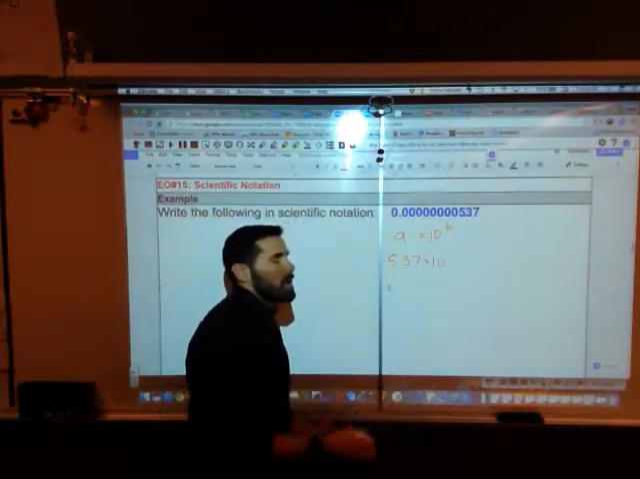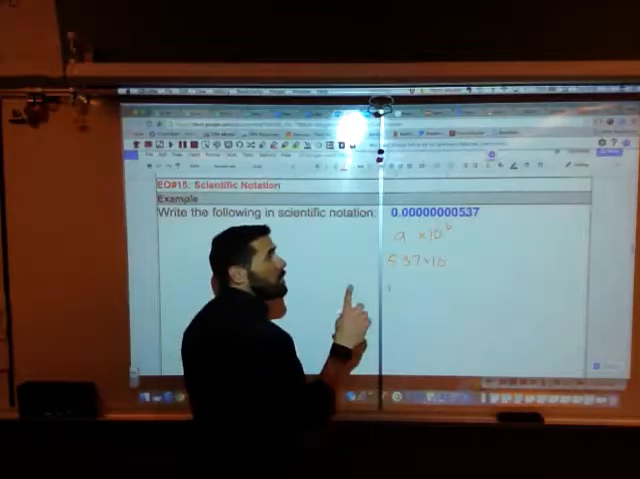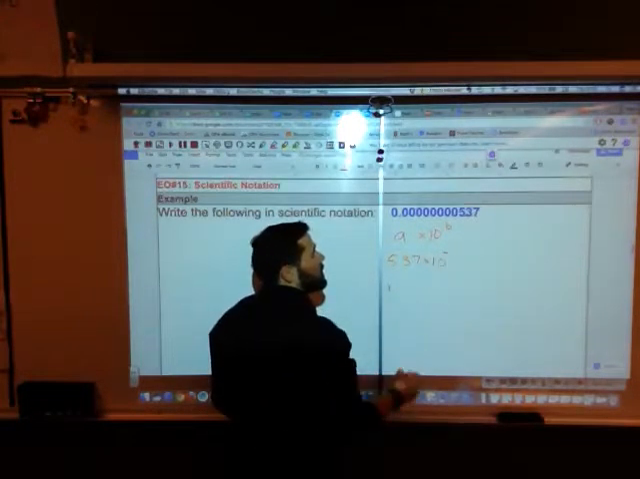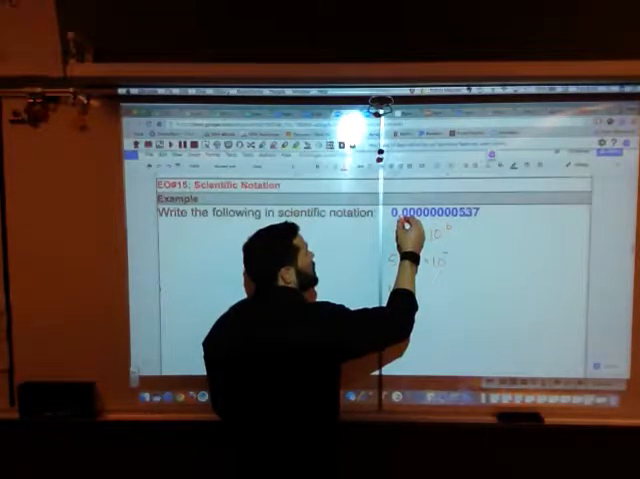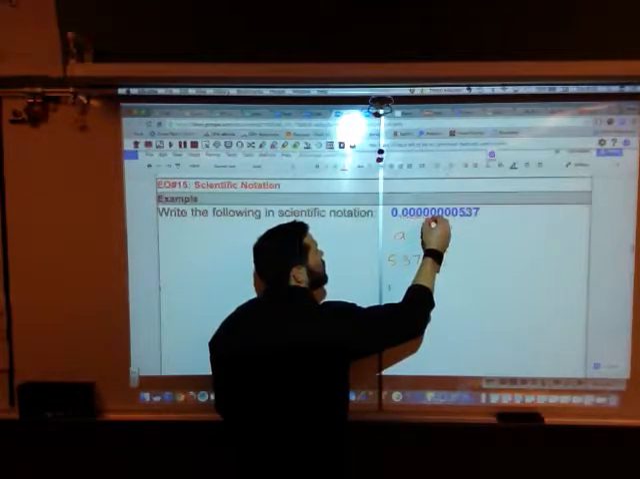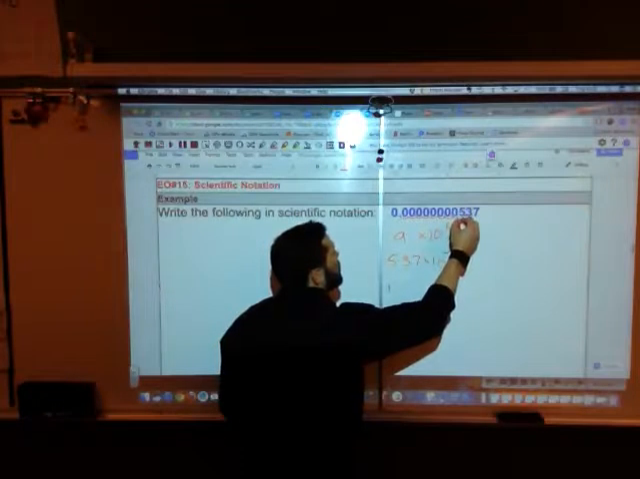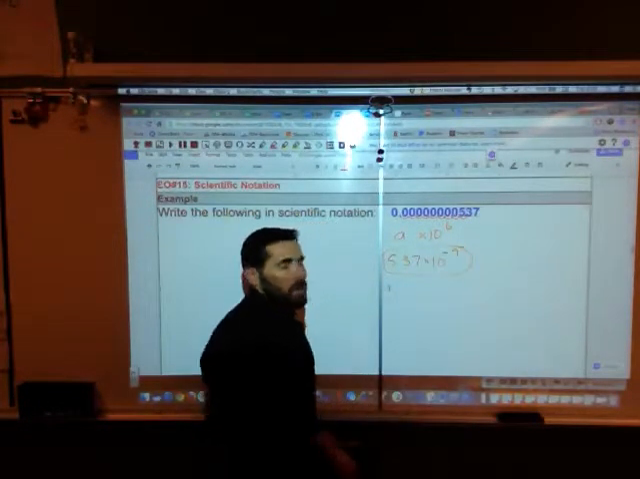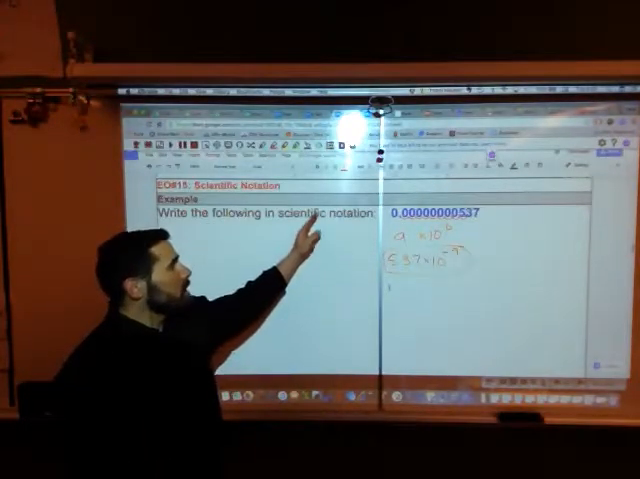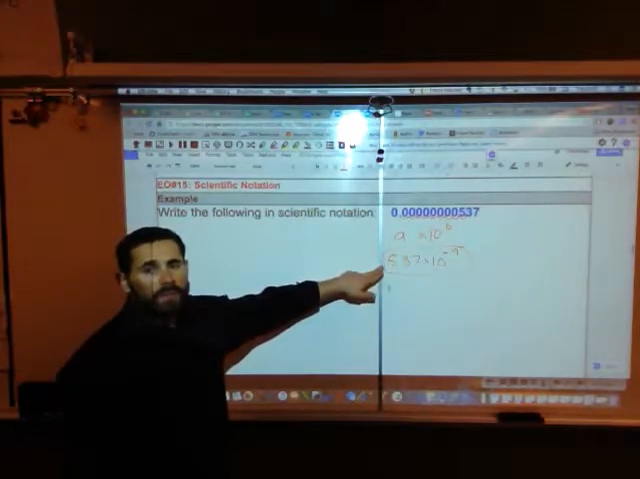Multiply by 10. I just don't know what this exponent is going to be, other than I know it's going to be negative. I just don't know how many spaces. So I'm going to go ahead and count that out. 1, 2, 3, 4, 5, 6, 7, 8, 9. That's our answer. That's how I go from standard form to scientific notation.